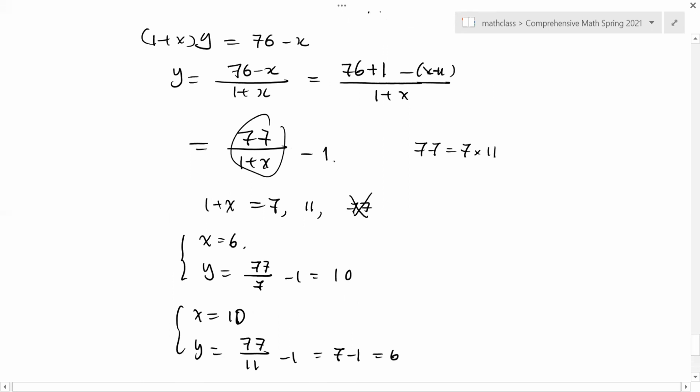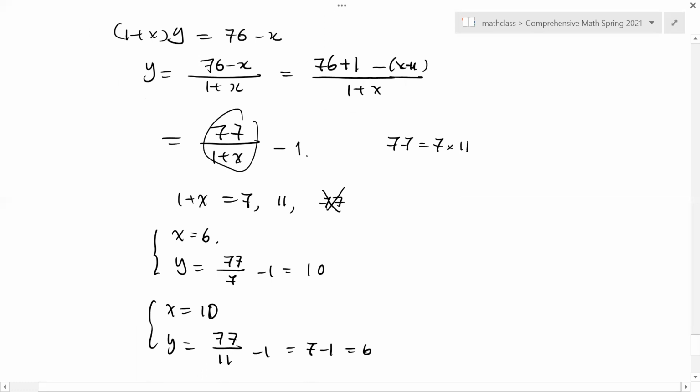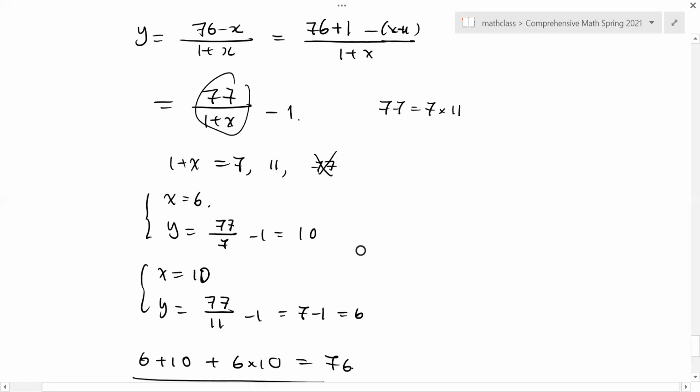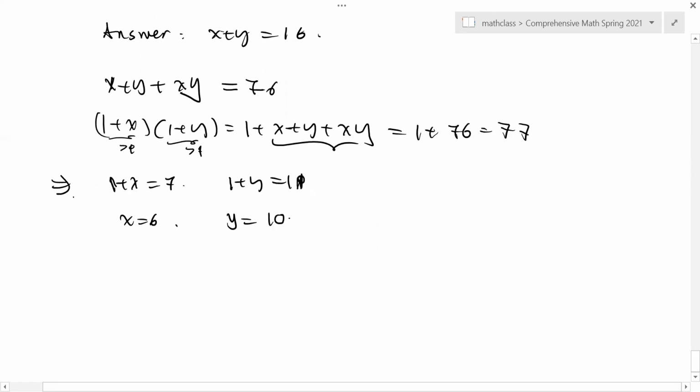You always express y in terms of x. And another trick here is that there's x involved on the top, and you should separate. Then you can easily see when this is going to be an integer. Then you find all the possible solutions. I like the first method better than the second one. The second one is pretty tricky, a special case where you realize that you can get 1 plus x times 1 plus y. Then you quickly solve the problem.